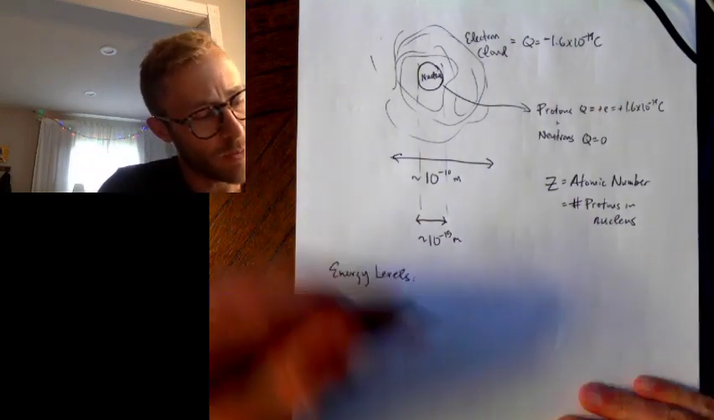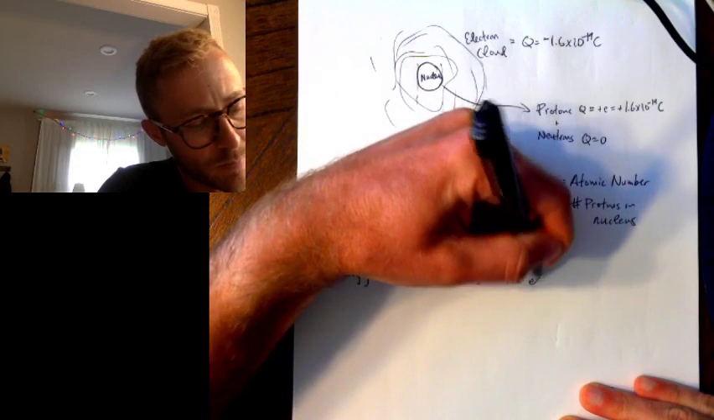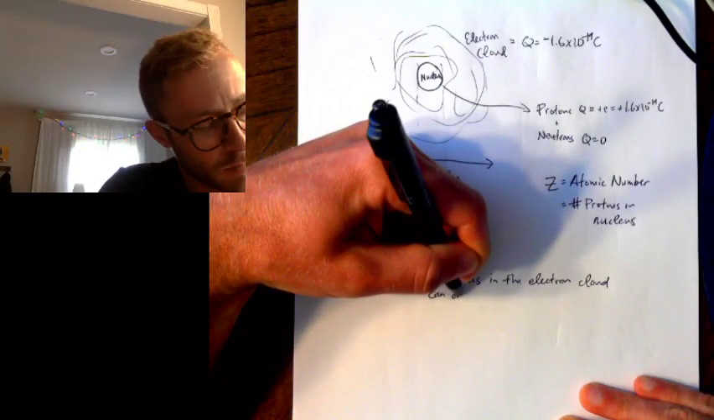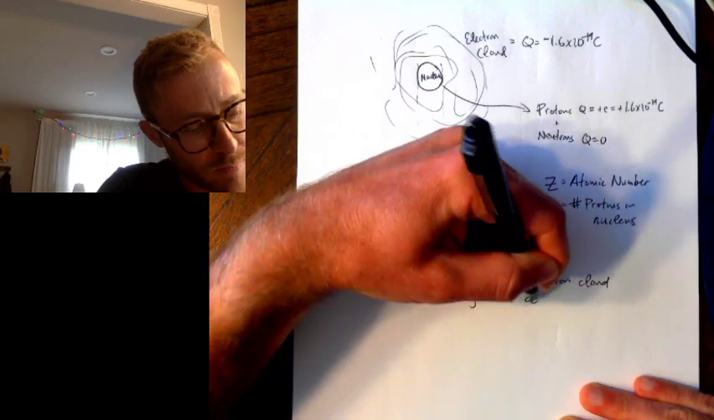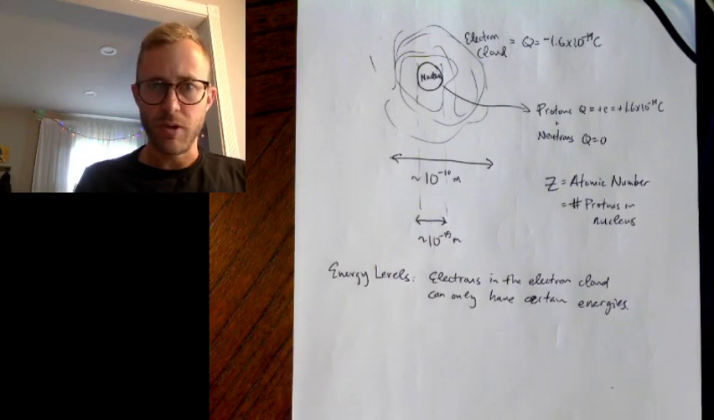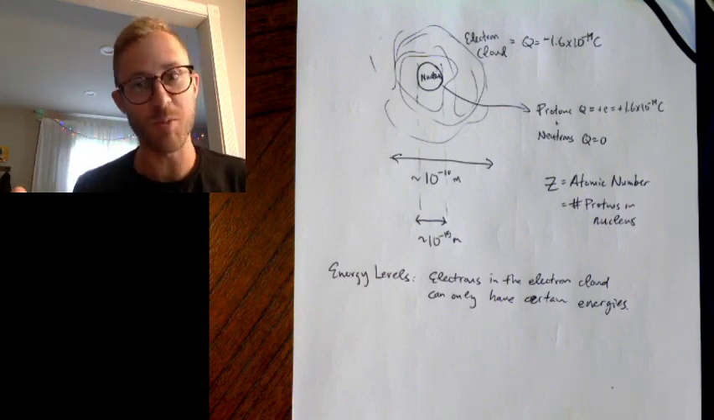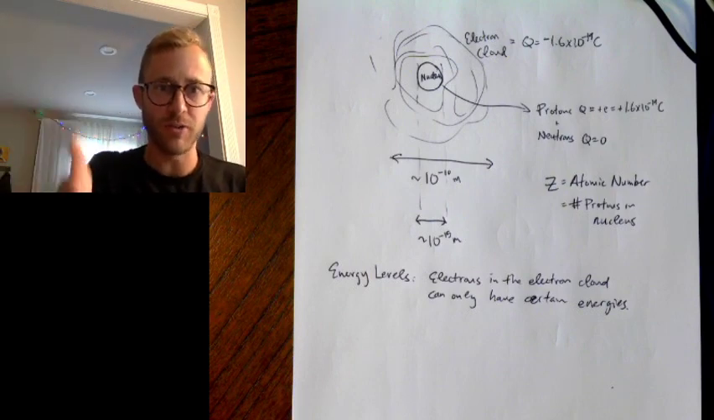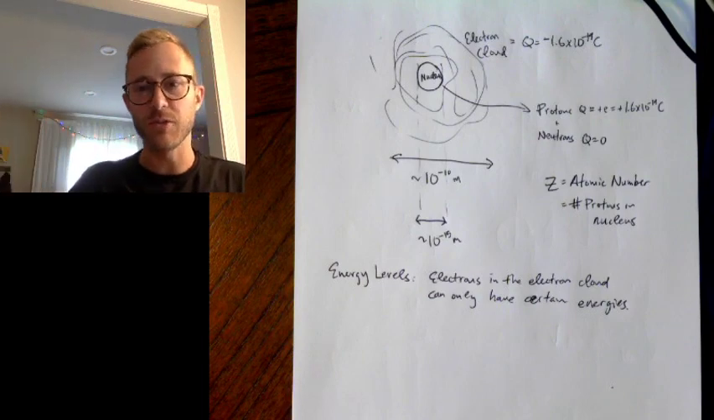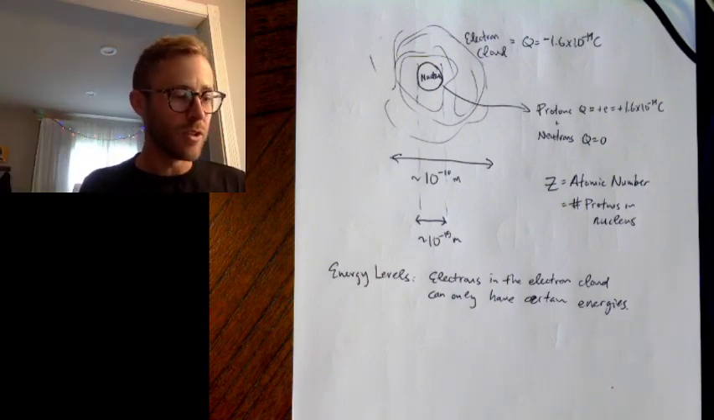It turns out that the electrons in the electron cloud can only have certain energies. So you might have an electron that has 5 joules of energy, but it can't have 5.1 joules of energy. You can only have certain amounts of energy, and those are spaced apart. You might be able to have 5 joules, or 7 joules, but the electron can't have 6 joules of energy, or any of the energies in between. These are called energy levels.